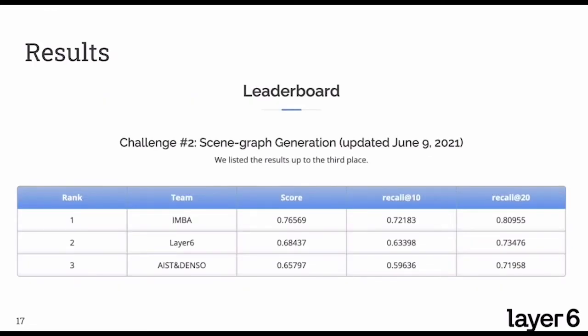Up to now, we have described our solution to this challenge. In this challenge, the evaluation metric is recall at k, where we compute the fraction of times the ground truth relationship triplets are predicted in the top k most confident relationship predictions in each tested frame. Here we use k equals 10 and 20, and the final score is an average of the two scores. As we can see, our approach ranked second among all the participating teams in this challenge.